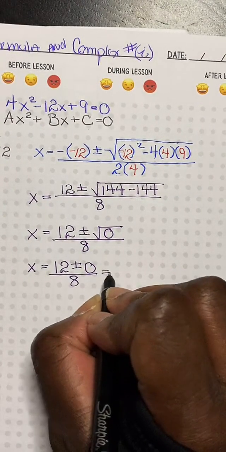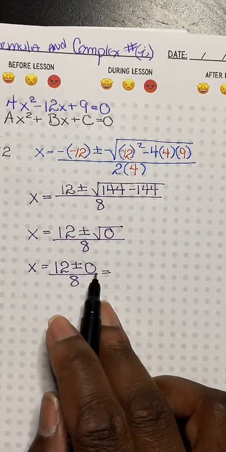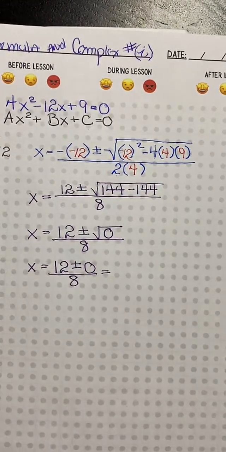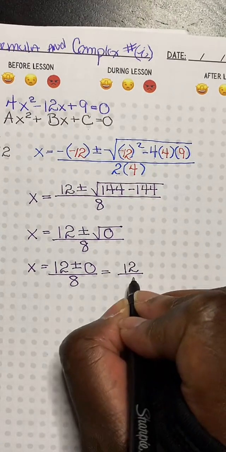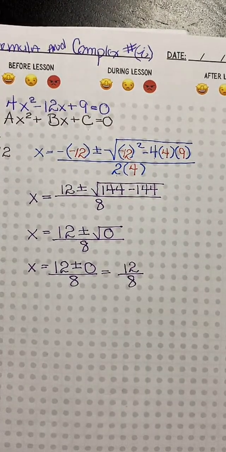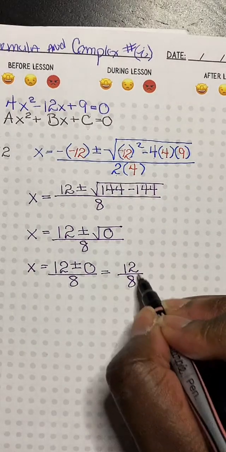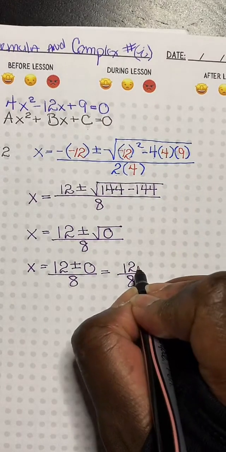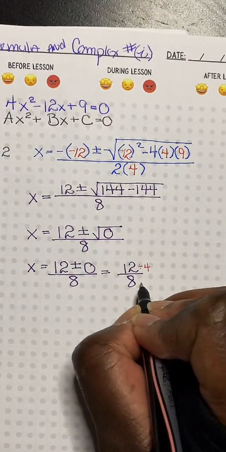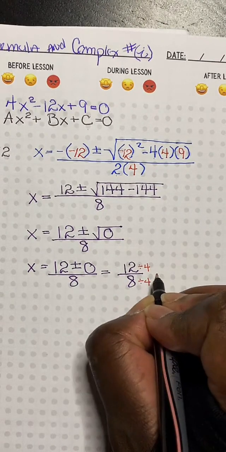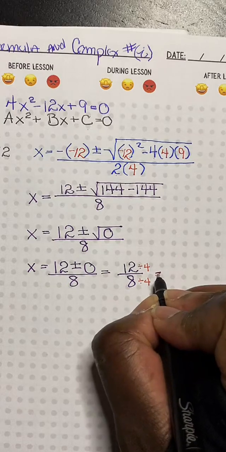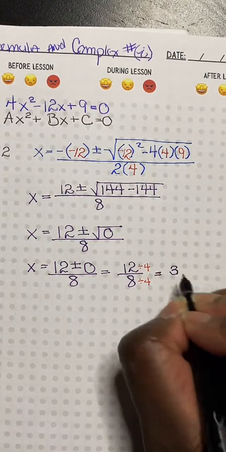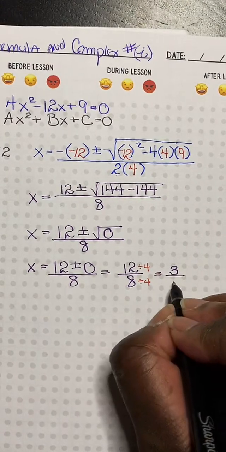So now let's simplify this way. 12 plus 0 and 12 minus 0, no matter what, you're still going to get 12. Now you got 12 over 8. Now 12 eighths can be reduced. What they both have in common, yes, is 2, but 4 is so much better. So now we have 12 divided by 4, that gives me 3. And we have 8 divided by 4, which gives me 2.